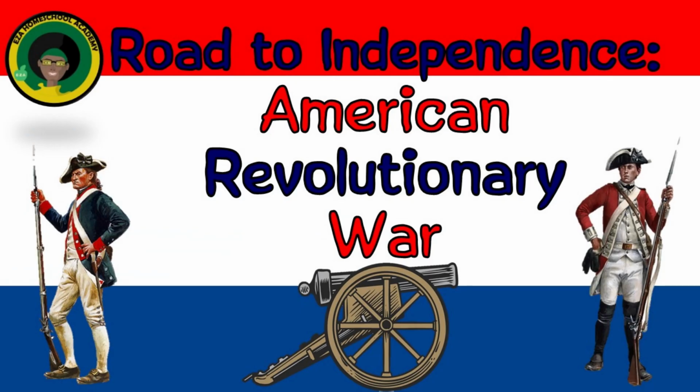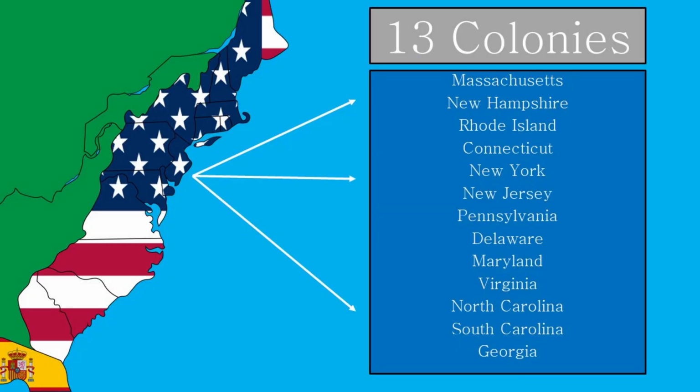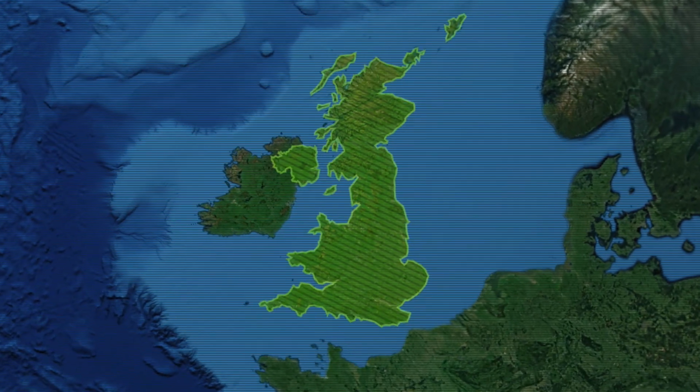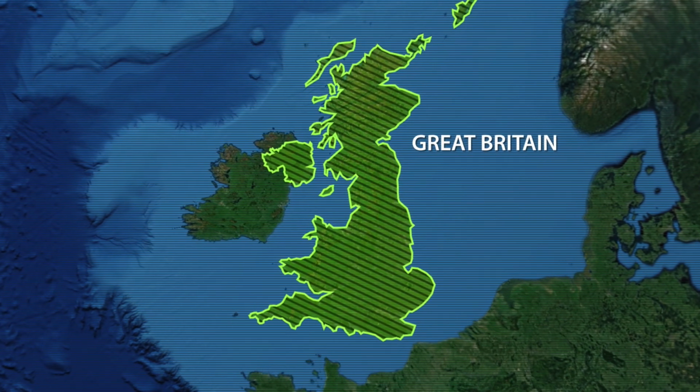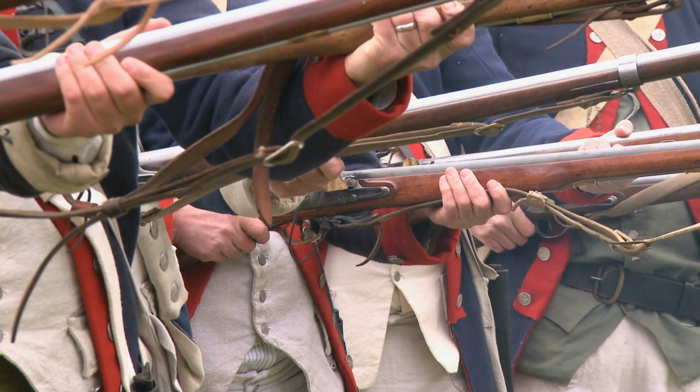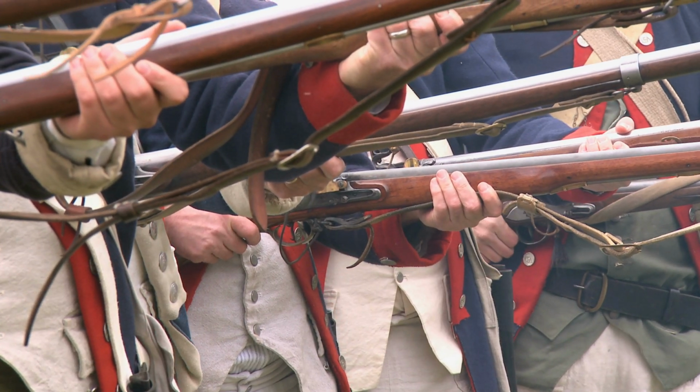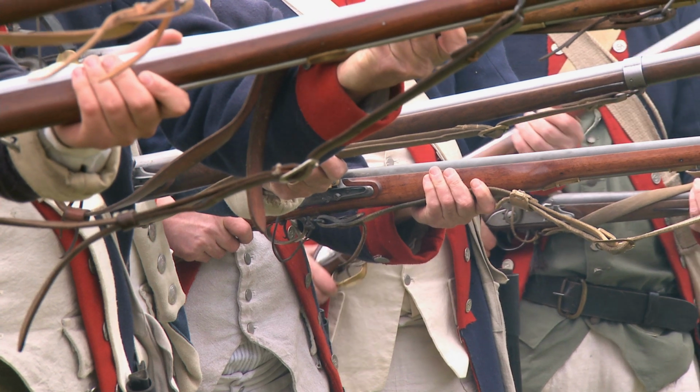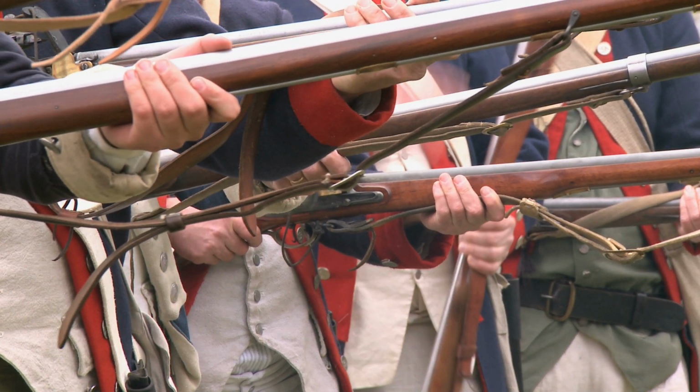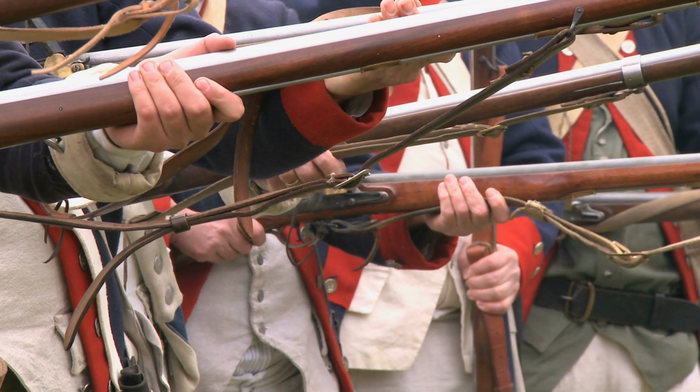Let's learn about America's road to independence. The American Revolutionary War, also known as the American Revolution, began when 13 British colonies in North America revolted against Great Britain, protesting direct taxation and lack of representation. The conflict erupted on April 19, 1775, with the first battle in Lexington, Massachusetts.